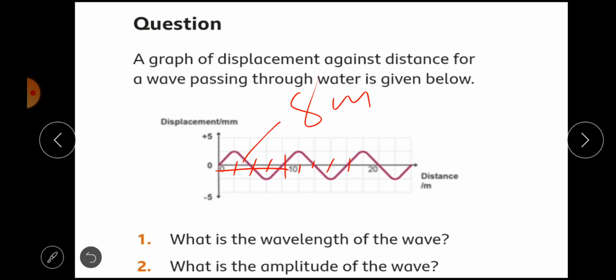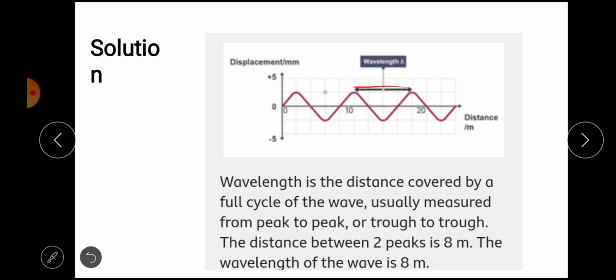14, 16, 18, 20, 22, 24. So you should be very careful here. Most learners would say the wavelength is 10 because it is what they are seeing here. They can see that number only, and then they think it is 10, and then 10 is incorrect.